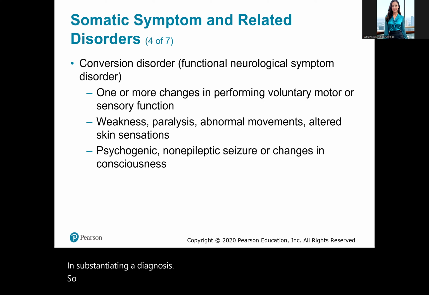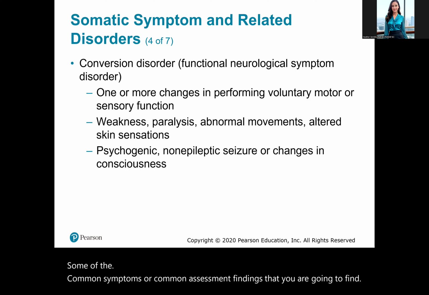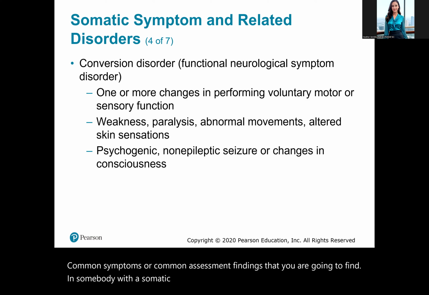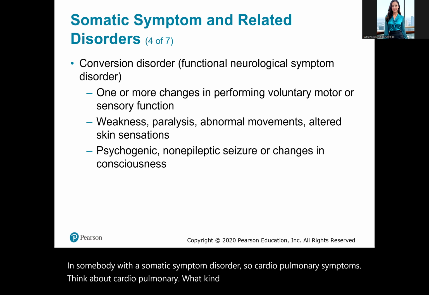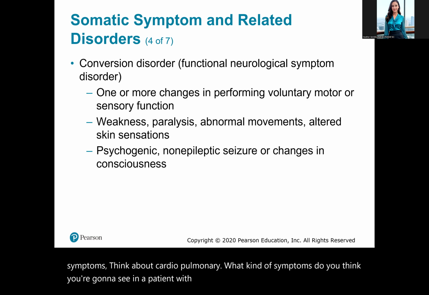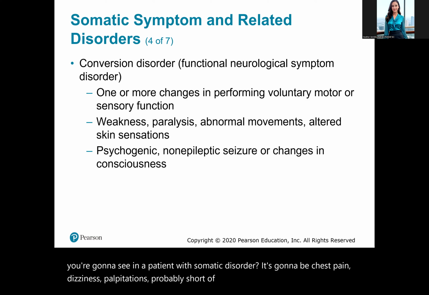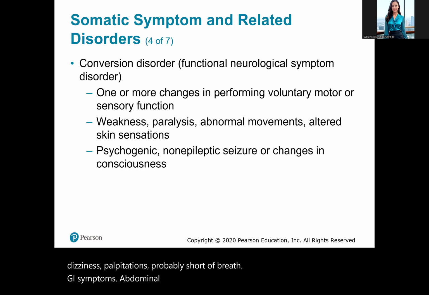So let's go over some of the common symptoms or common assessment findings that you are going to find in somebody with a somatic symptom disorder. So cardiopulmonary symptoms. Think about cardiopulmonary. What kind of symptoms do you think you're going to see in a patient with somatic disorder? It's going to be chest pain, dizziness, palpitations, probably shortness of breath. GI symptoms: abdominal pain, diarrhea, gas, intolerance to foods, nausea, and vomiting.